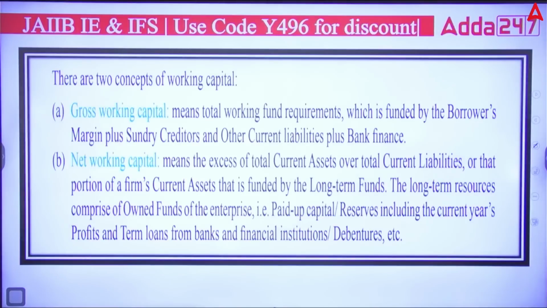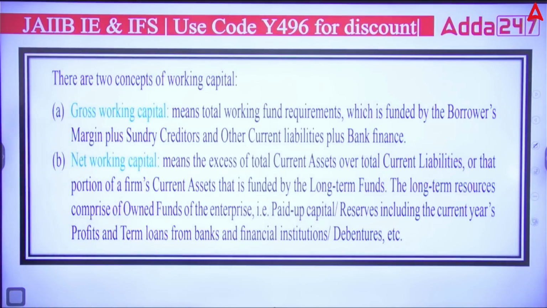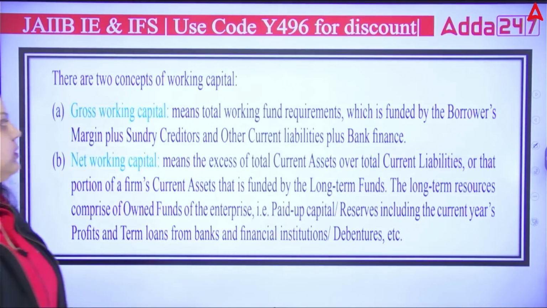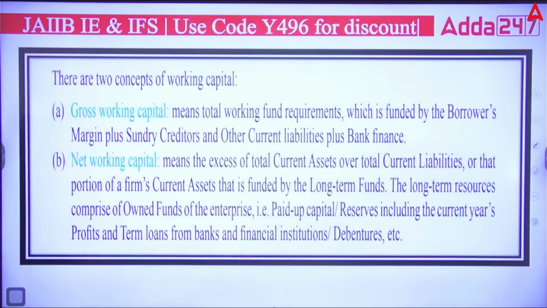I hope it is clear. Next. Now, if we talk about gross working capital and net working capital, these are the two components we have. First is gross working capital, meaning the total working fund requirement, which is funded by the borrower margin plus sundry creditors and other current liabilities plus bank finance. That's your gross working capital required. Second, the net working capital means excess of total assets over the total credit liability, or that portion of a firm's current assets that is funded by long-term funds. And the long-term resources comprise the own fund of the enterprise, so the paid up capital, reserves including the current year's profit, and term loans from banks and financial institutions. That is your net working capital.